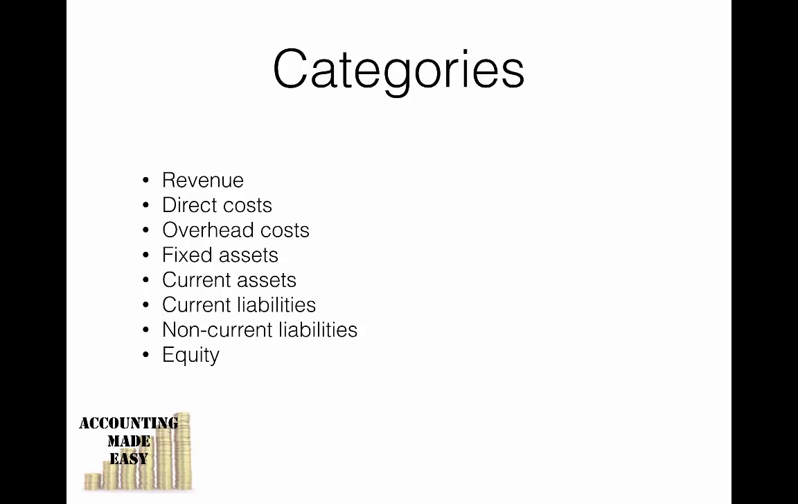Each part of a transaction is attached to a category in the accounts. So, each part of a transaction corresponds to one of these categories: revenue, direct costs, overhead costs, fixed assets, current liabilities, non-current liabilities and equity. So let's explore what these really mean and in what circumstances you would post something to one of these categories.